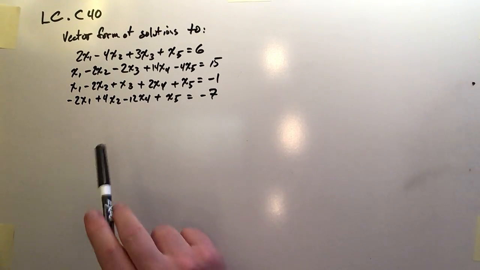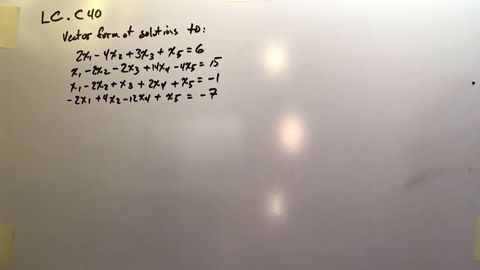This is sample problem LC.C40, and section LC is on linear combinations. This practice problem is all about putting the solution to a system into vector form. We've already looked at how you can write the system in vector form, and this is how you can do it with the solution set.